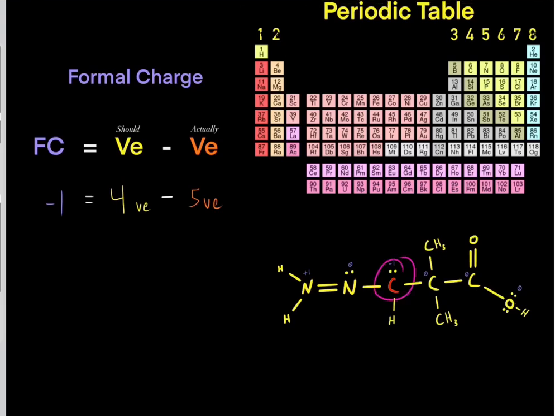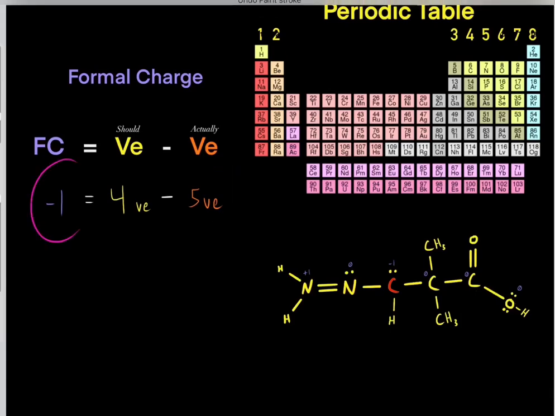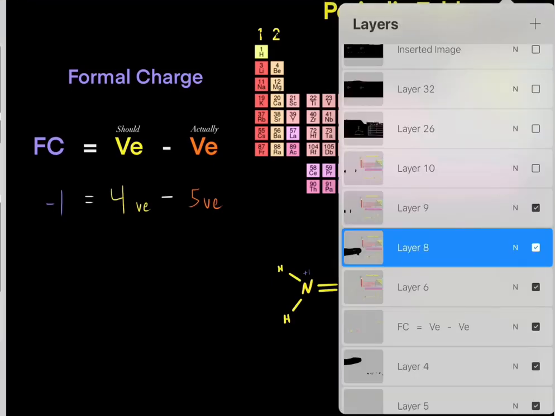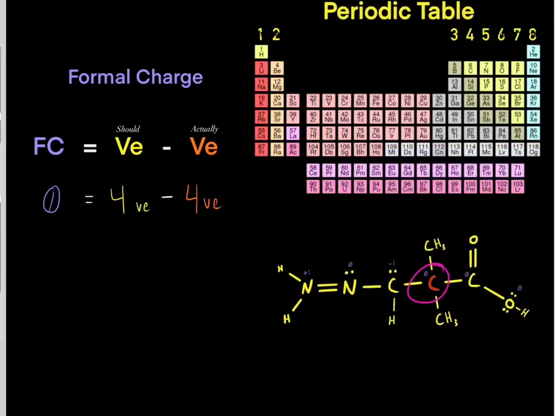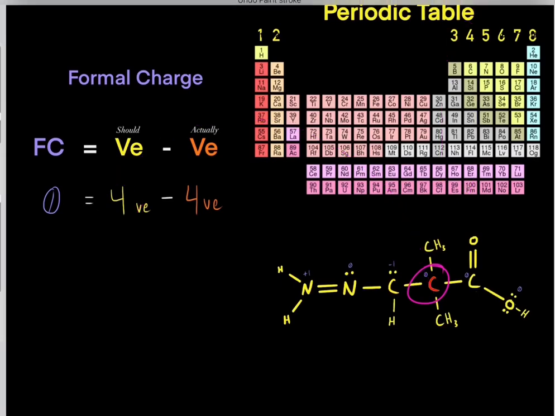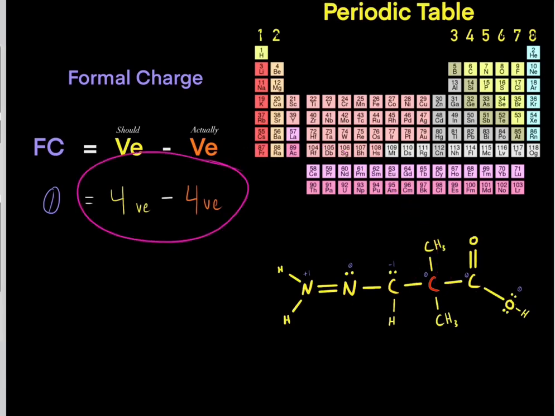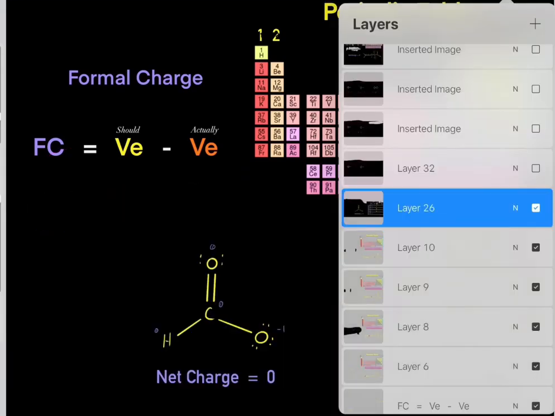What about the formal charge of this carbon? Again, due to carbon's location in the periodic table, carbon is supposed to have 4 valence electrons. However, this carbon actually has 5 valence electrons: 1, 2, 3, 4, 5. Plugging those values into this equation, we see this carbon has a formal charge of -1. What about this carbon? Carbon's supposed to have 4 valence electrons. However, this carbon actually has 4 valence electrons, counting the electrons in these bonds. So plugging into this formula, we see this carbon has a formal charge of 0.